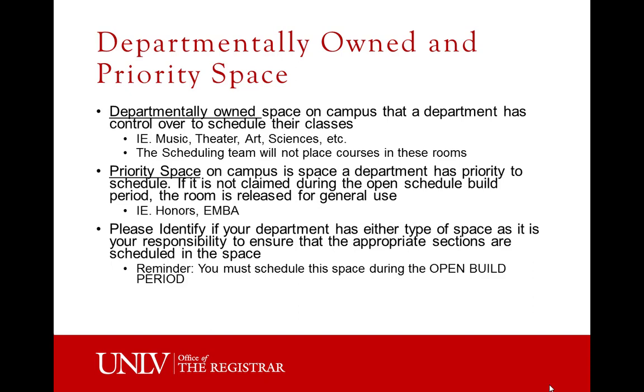Priority space is campus space that a department has priority to schedule. However, if it is not claimed during the open build period, the room is released for general use. If you're placing a class in these rooms, they must be offered during standard class times and you must be utilizing at least 75% of the seats. After the open build period, the room will be opened up for general use and the registrar's office may fill the space with other classes.